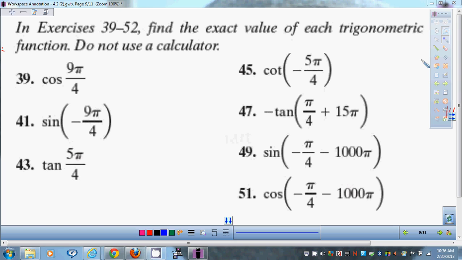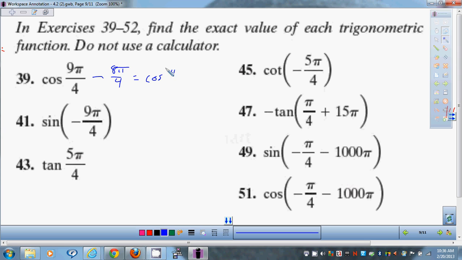And what is 2 pi in terms of fourths? 8 pi over 4. Very good. So that'll just be cosine pi over 4, which you can get straight off your unit circle. Tangent of 5 pi over 4, that is straight from the unit circle. Like you don't even have to do anything to it.